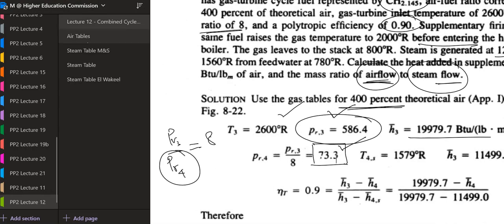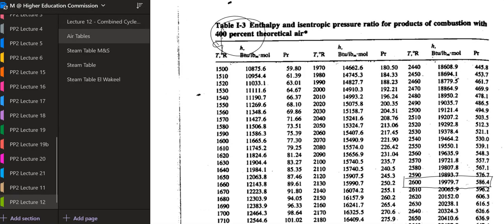Going further to the A table, finding the value of 73.3, I see 73.51 and 71.66. Interpolating roughly between them, the temperature would be roughly 1578 something, and the enthalpy would be a little bit further down.